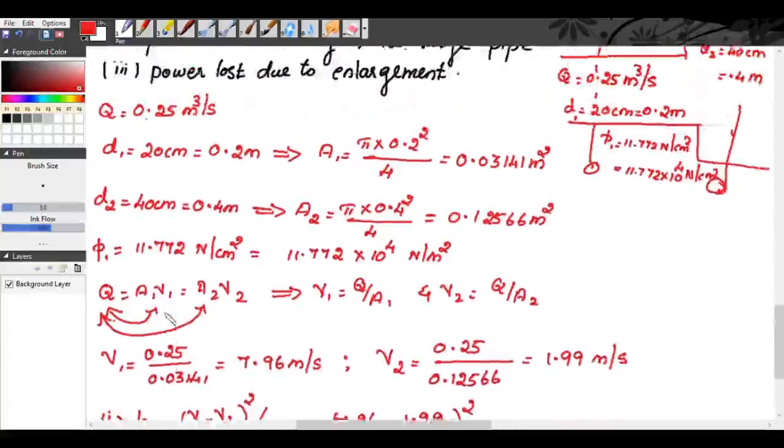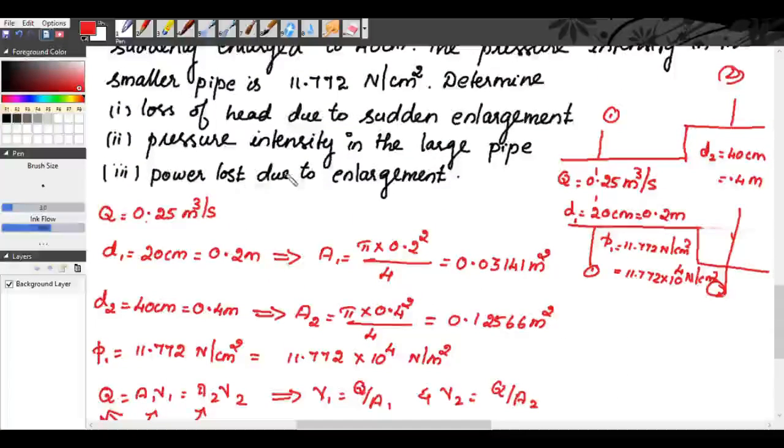Now the second case, pressure intensity in the large pipe. So we need to find P2. P1 is given, we need to find P2.